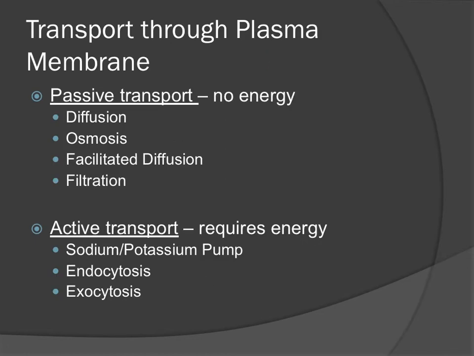So now let's get into transport through the plasma membrane. So we've talked about the plasma membrane of our cell. We've talked about what components are in the cell. So let's talk about how we can get across the cell membrane, or the plasma membrane, into the cell. So we have passive transport, which requires no energy, and those are diffusion, osmosis, facilitated diffusion, and filtration. And then we have active transport, which does require energy. ATP is our source of energy, and those are the sodium potassium pump, endocytosis, and exocytosis.